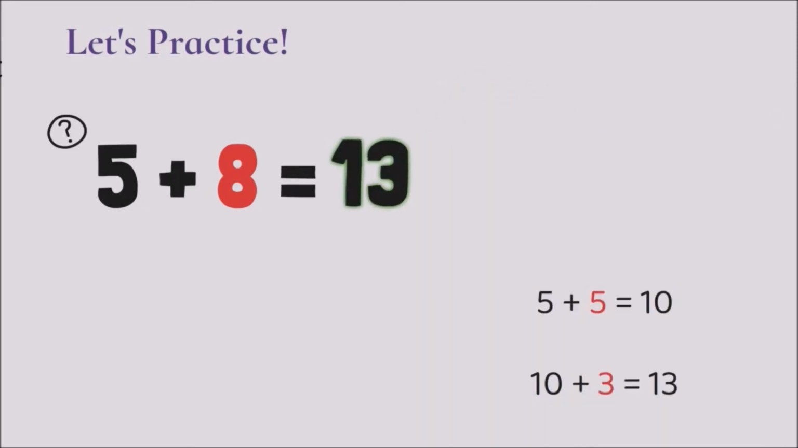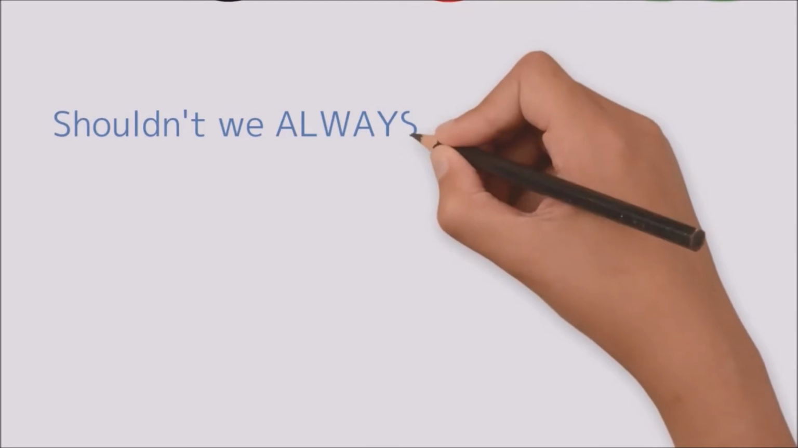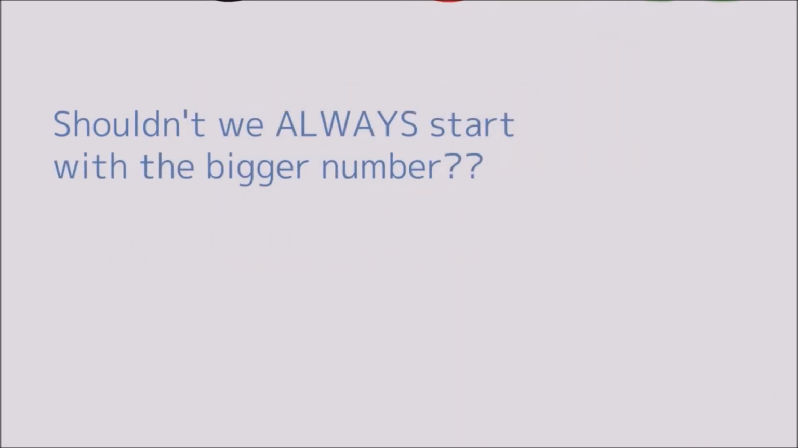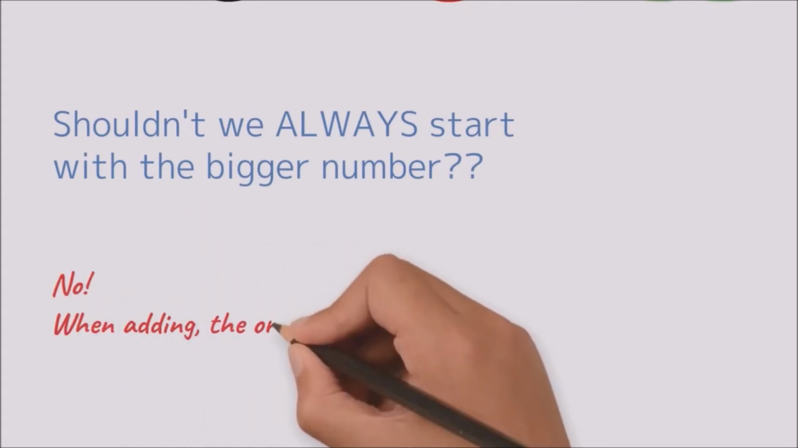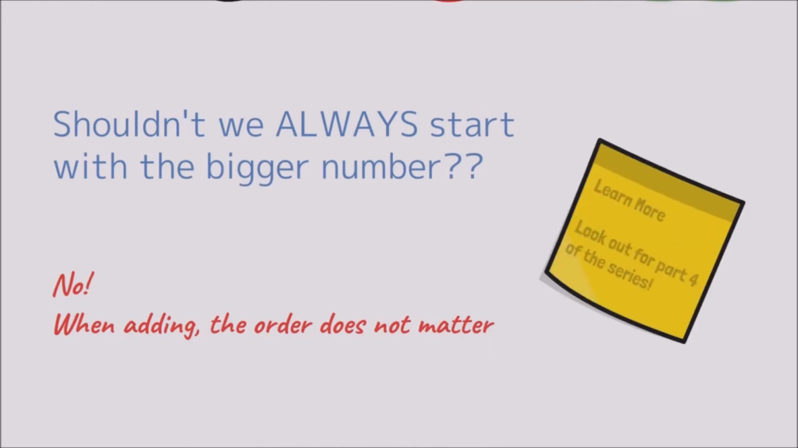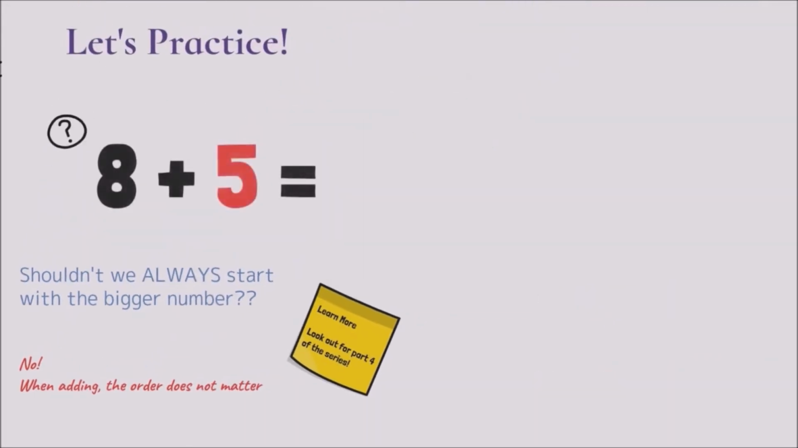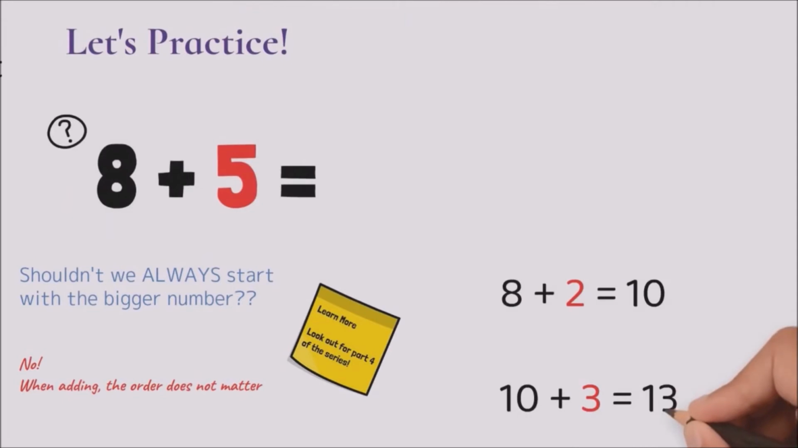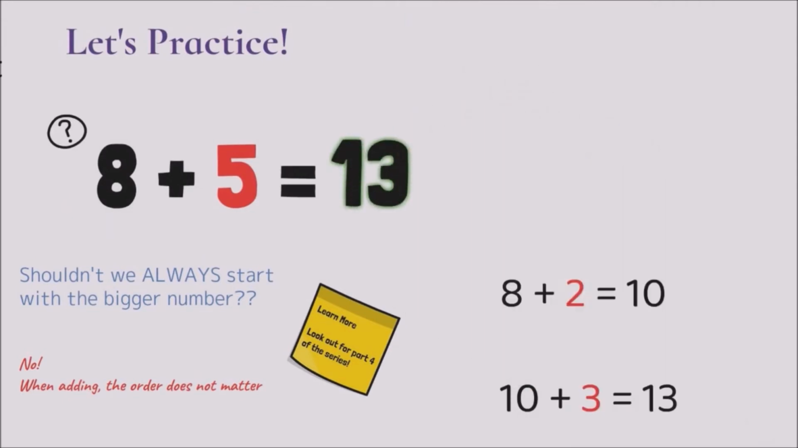Now I can hear one of you giving me this side eye like, Tamara, how comes we didn't start with the bigger number? Because that's what I say all the time when we are adding. And the truth is that you can start with any number, because when adding, the order doesn't matter. Now, I'm going to explain this a bit more in part 4 of this series, but just know that you can get the total by putting any number first. It's just that in most cases, starting with the bigger number helps you to get the total faster. Yes, so I just wanted to let you guys know.